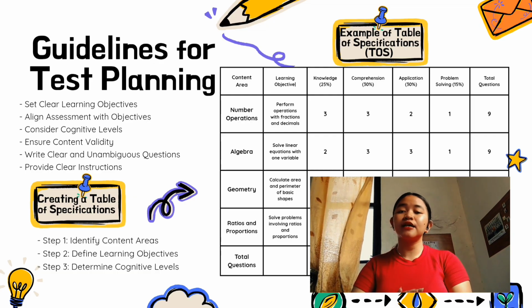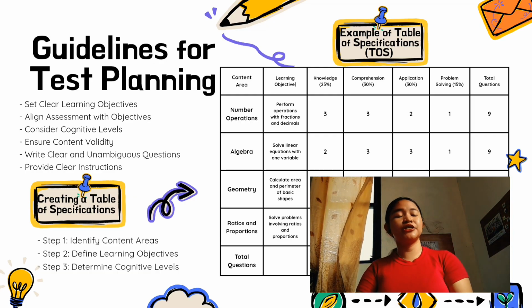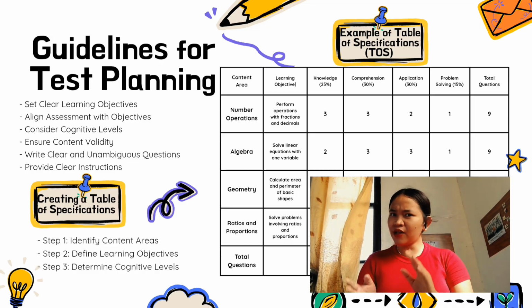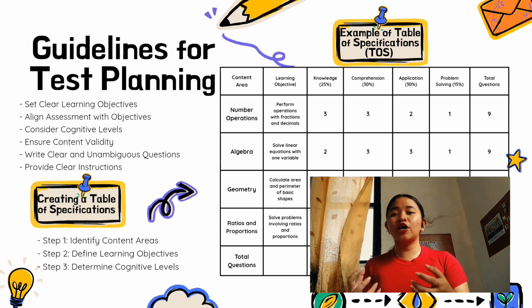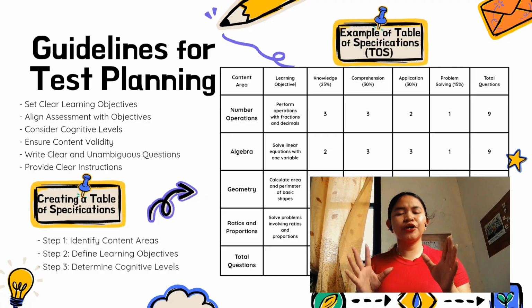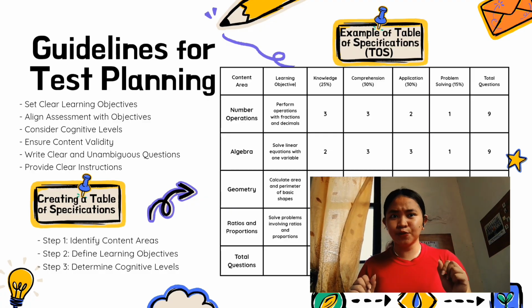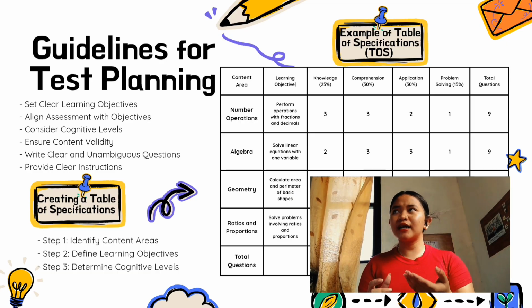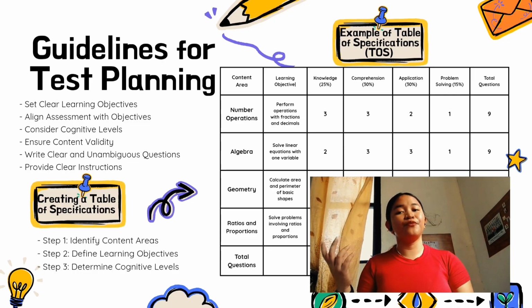So, next is write clear and unambiguous questions. Ano nga ba ang ambiguous question? Avoid tricky or confusing wording. Para daw po hindi tayo maloko or mga confusing words. Next is provide clear instructions. Siyempre, para hindi tayo malito, diba? Ensure students understand what is expected of them.